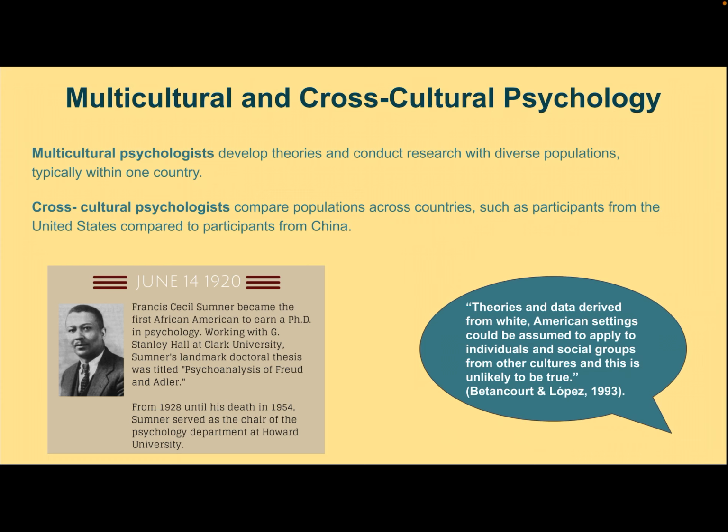Cross-cultural psychologists, for example, might have participants from the United States compared to people from China, people who live in different countries. And I added this quote here on the bottom right because I thought it was a good summary of the problem with all the psychologists being white and being American. It says, "Theories and data derived from white American settings could be assumed to apply to individuals and social groups from other cultures, and this is unlikely to be true." So it was really a problem that all of the psychological data was coming from white American settings, and this is sort of where the birth of multicultural and cross-cultural psychology came in.